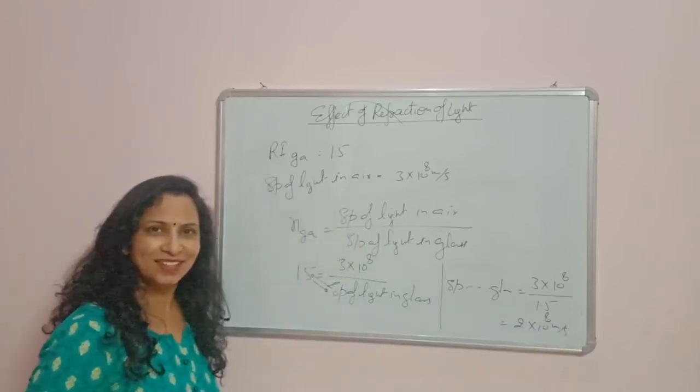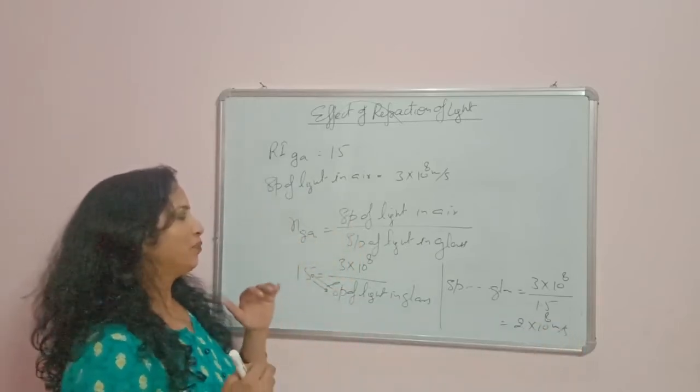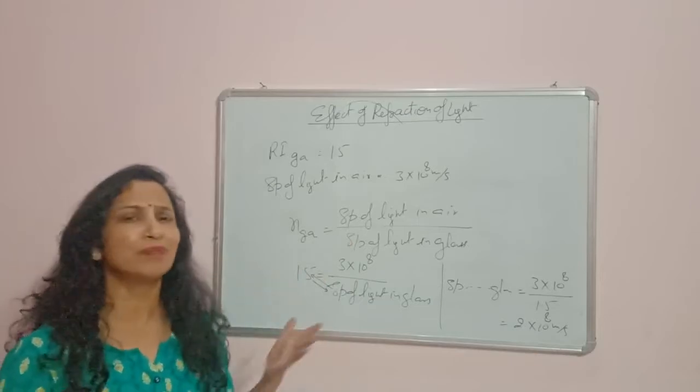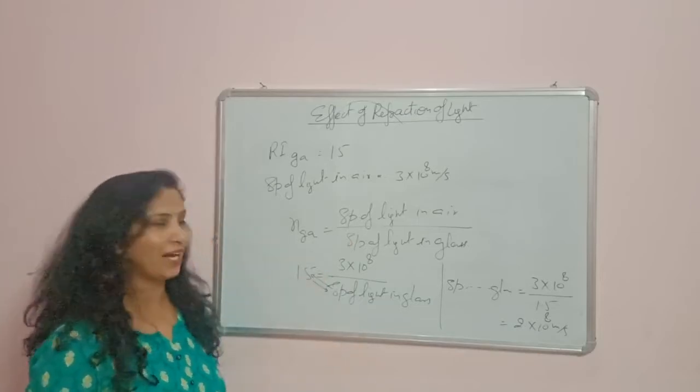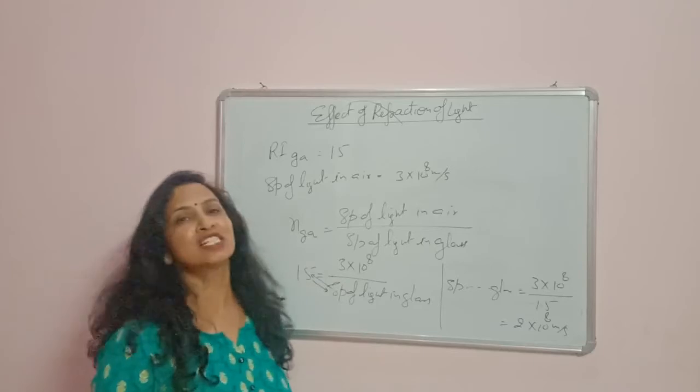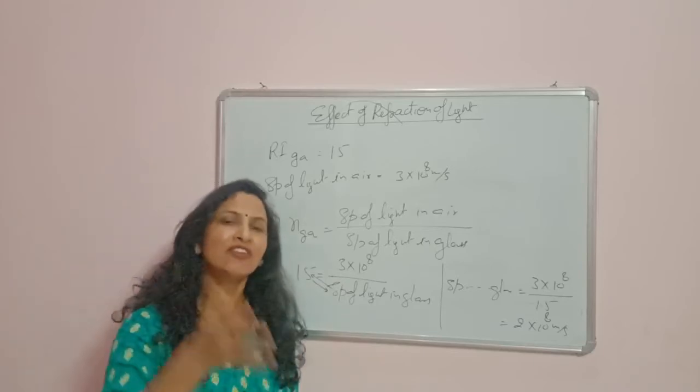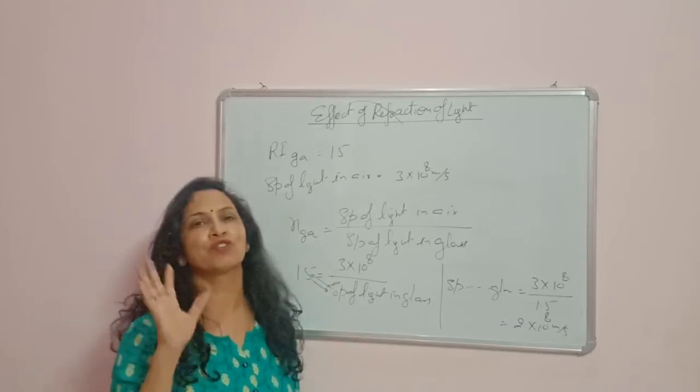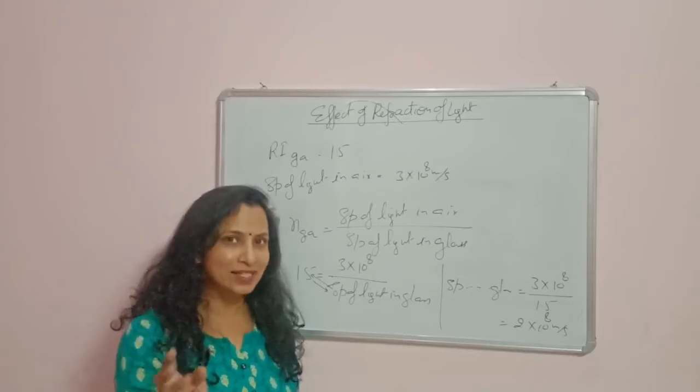Simple numerical. So this is a simple numerical based on the speed of light and the refractive index. So again, it's very important that the greater the refractive index, the greater the density of the medium. It will be optically denser as compared to the other one.